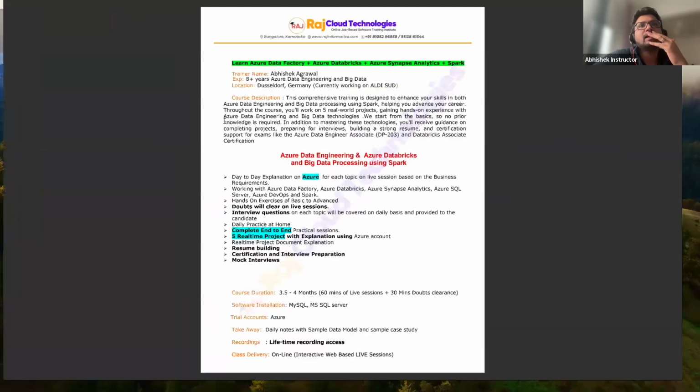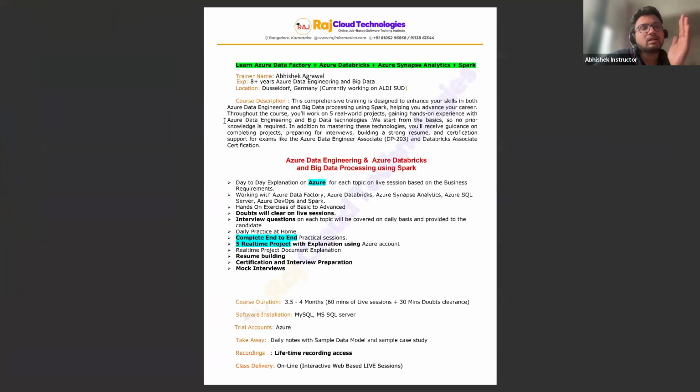Now, in each course we will do projects. In the data engineering course, we'll do 3 projects. In Databricks as well, we'll do 2 to 3 projects. So combined in both of the courses, we will do approximately 5 to 6 projects. We will teach you all the projects, and we will help you write those projects in the resume.